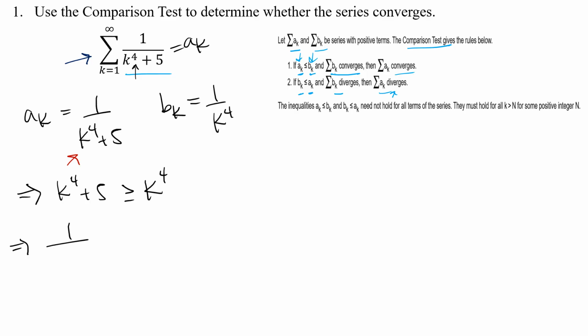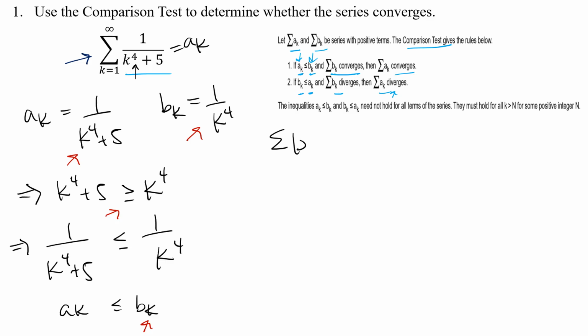But what happens if I do 1 over? Okay, so I can simply rewrite as 1 over. Well, if this is greater, then if I flip it and put it in the bottom, we're going to have less than or equal. Okay, so here I have my a sub k being less than or equal to my b sub k. So now I just have to figure out, what can I say about the summation of my b sub k, as k goes from 1 to infinity?